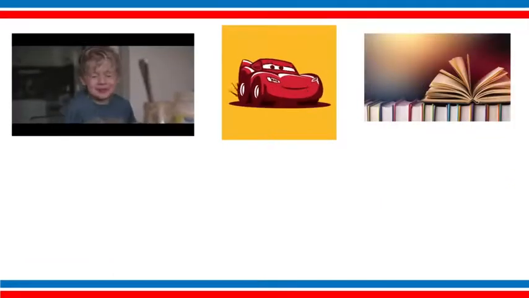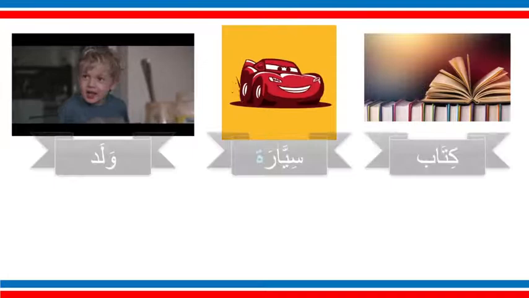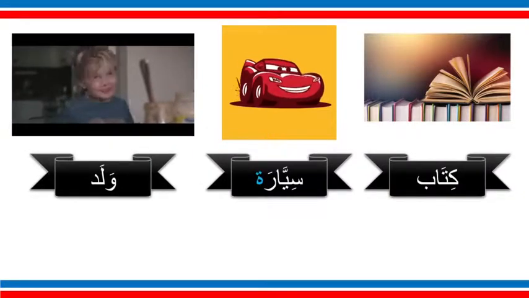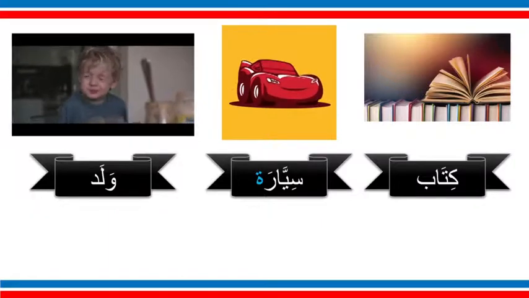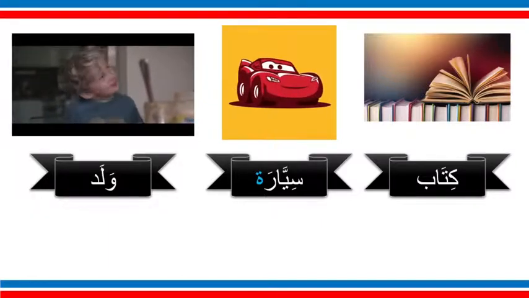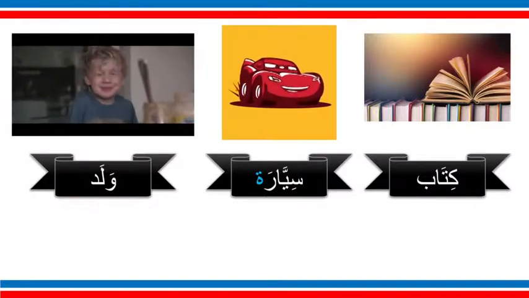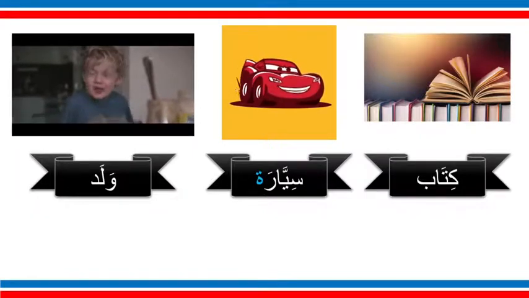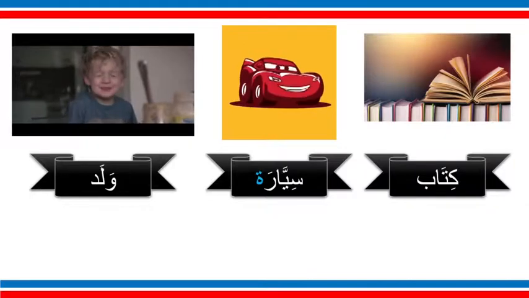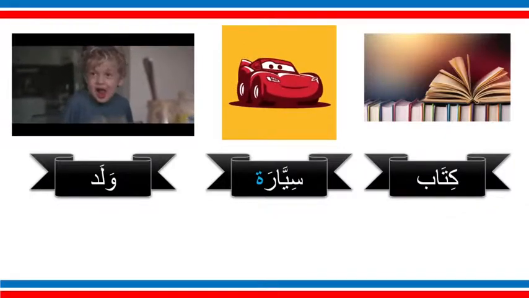Next question, we have these three pictures. The first picture is kitab, book. Second picture is sayyara, car. Third picture is walad, boy. I want you to say that these things belong to you. How can you say my kitab, my car, and my walad?